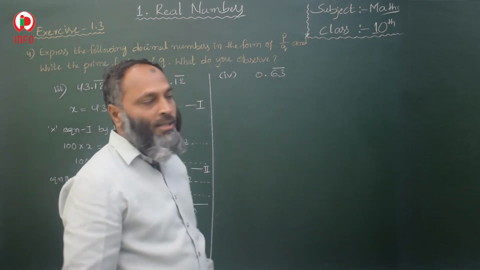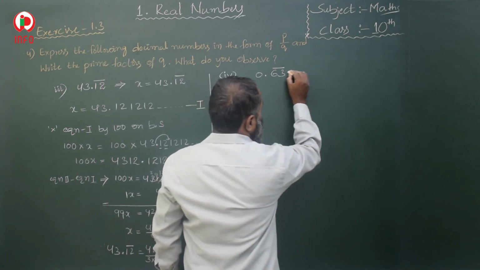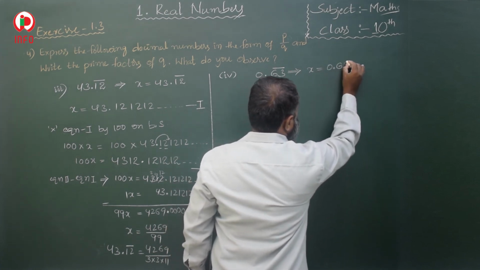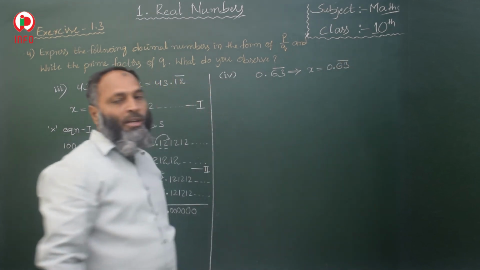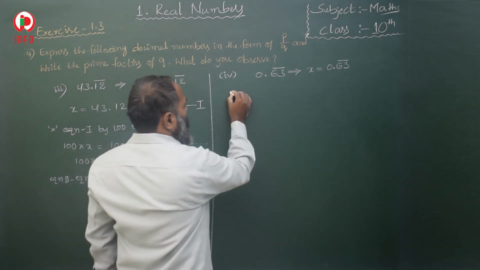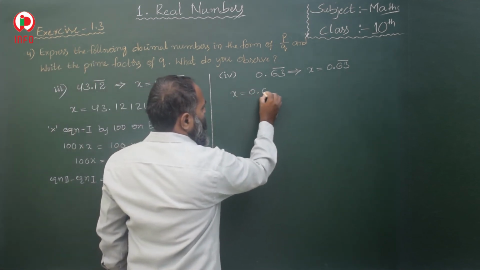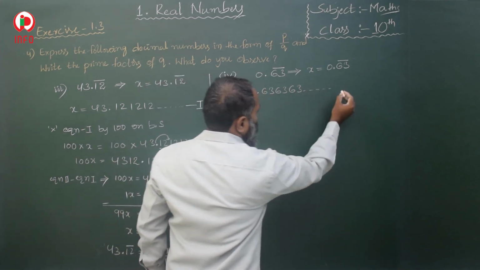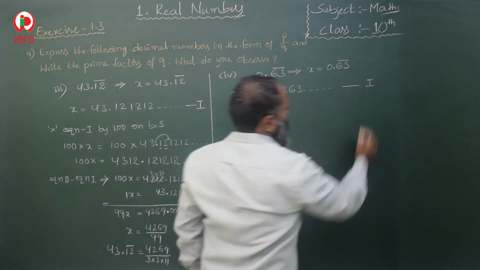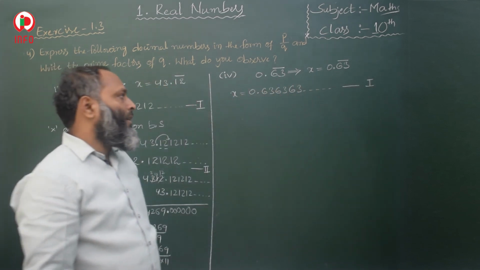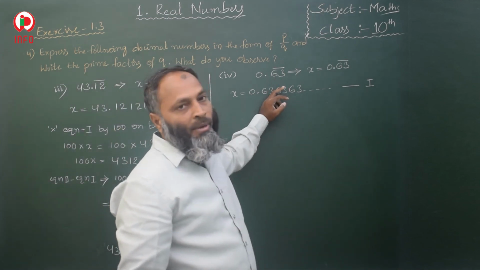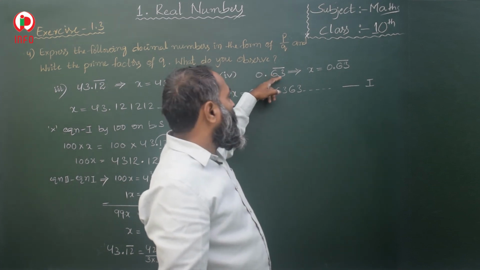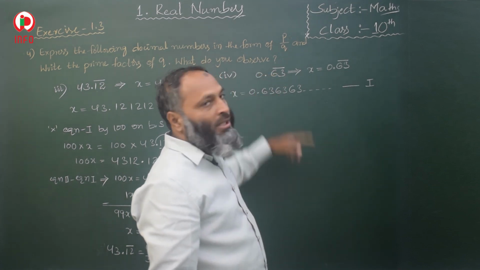0.63 bar. So what is 0.63 bar? Whatever is given, we consider it as x. x is equal to 0.63 bar. That means x is equal to 0.63, 63, 63 and so on. This we consider as equation 1. Then check after how many digits we have a bar. Here on 2 digits we have a bar, first and second.